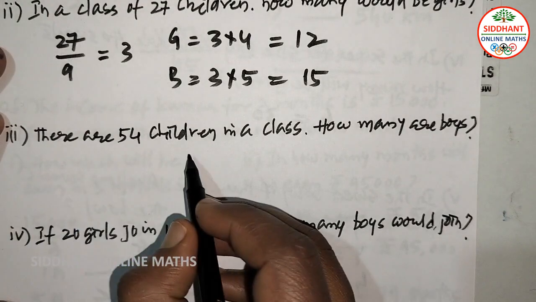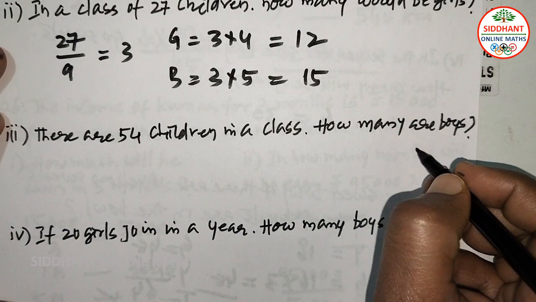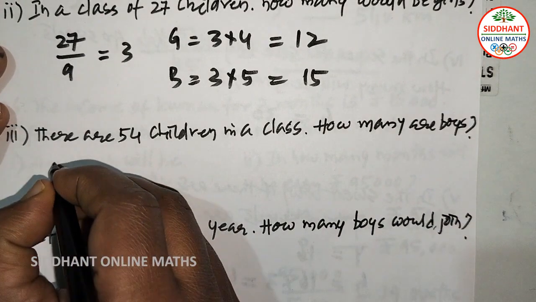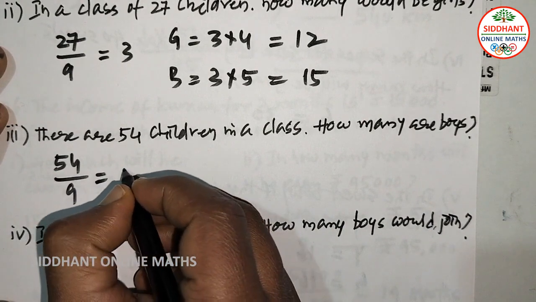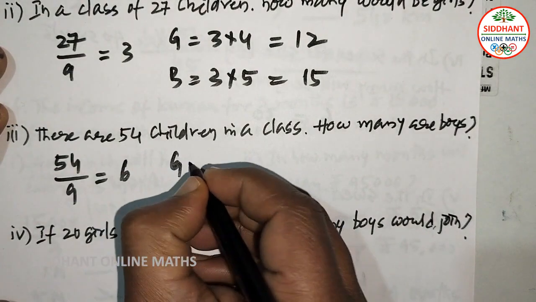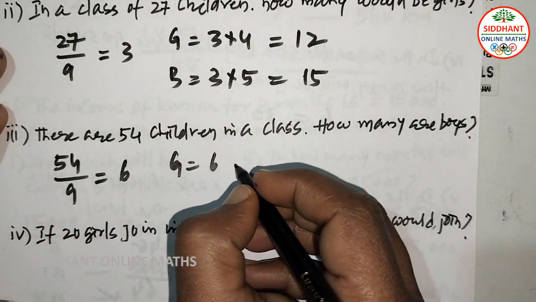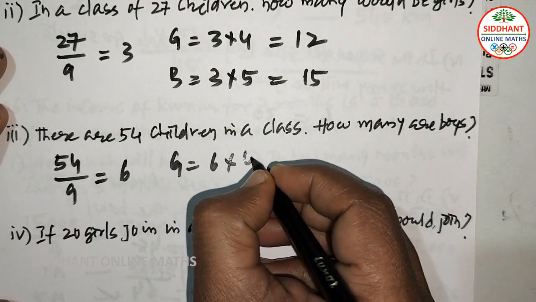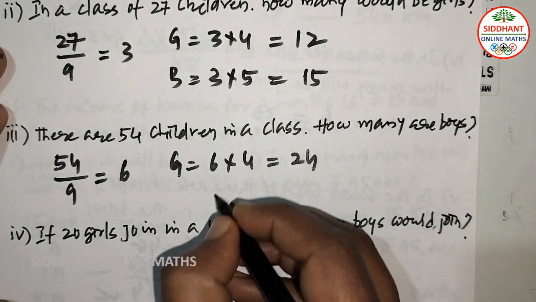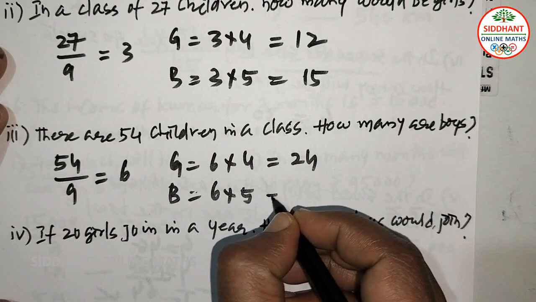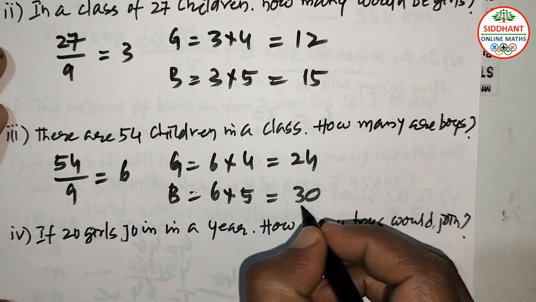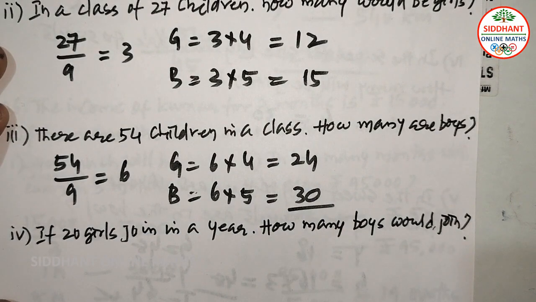Third one, there are 54 children in a class. How many are boys? So 54 children divided by 9, that will be 6 here. How many girls, 6 into 4 parts, that is 24. How many boys, 6 into 5 parts, that will be 30. So 30 will be the boys.